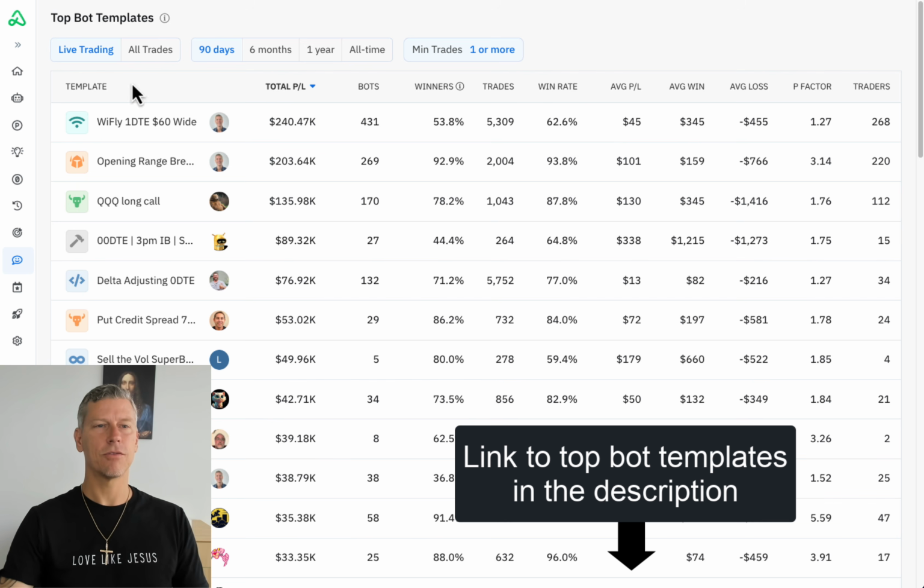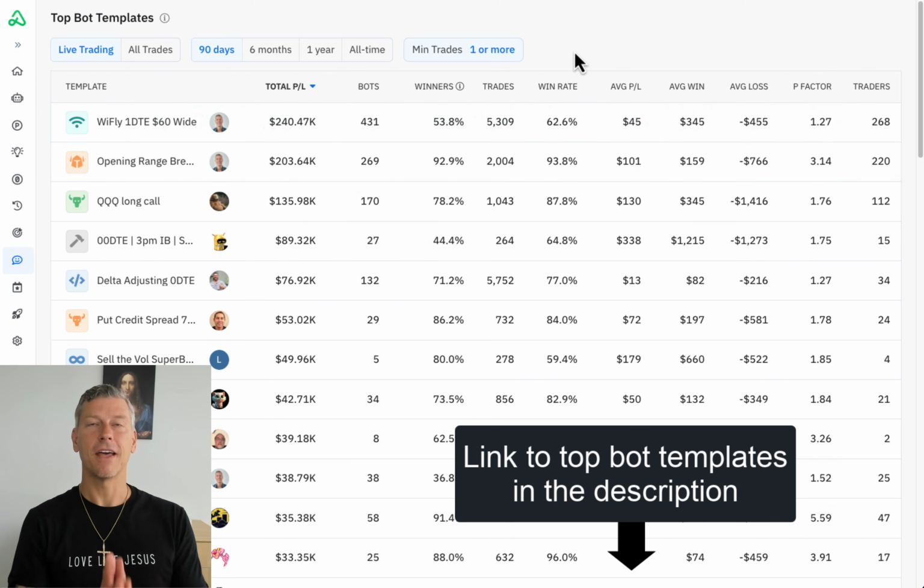We did recently release this new view of the top bot templates where you can see how the bots that have been shared in the community are doing overall. Wi-Fi is currently on top for the last 90 days. This new opening range breakout strategy that we introduced in our last release a couple weeks ago has been on a tear for users.